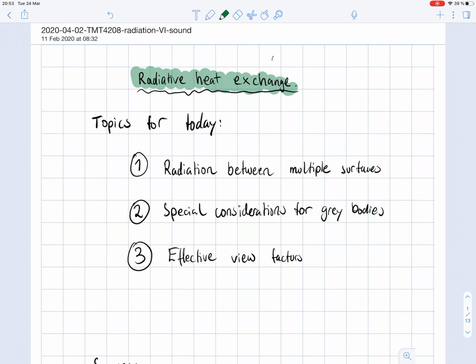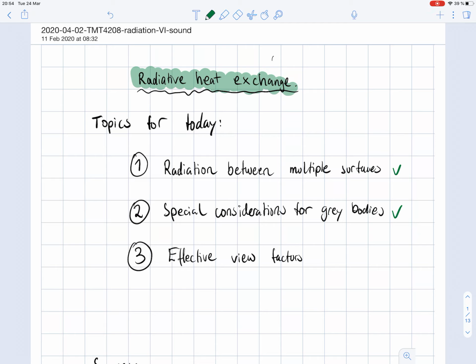For this lecture we will discuss how we treat radiation between multiple surfaces, and we will do a special case of the multiple surfaces where one of the surfaces is adiabatic. We'll first do that for black bodies, and then we will see what kind of special considerations we have to do for gray bodies.